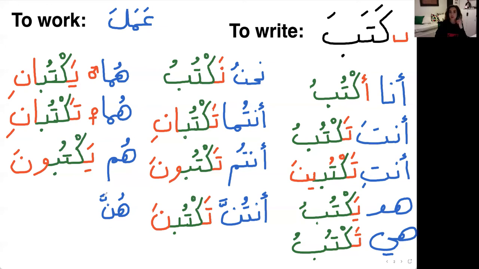Hunna is the plural they, purely feminine. Not one male can be with them, otherwise it's hum. Hunna. This one, the prefix is also ya. And then we take the root as it is, kaf, ta, ba: yak, tub, and then the suffix is again nun fatha, like antunna. So that's the standard suffix for the plural feminine. So antunna taktubna, that's the second person: you women are writing. Hunna yaktubna. They, women, are writing. Repeat. هن يكتبن.